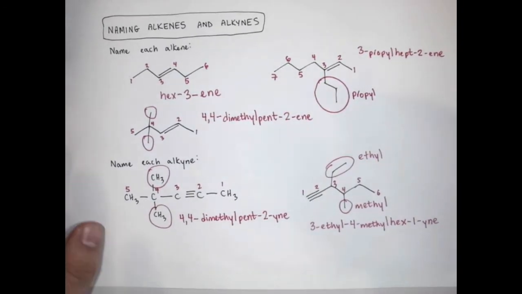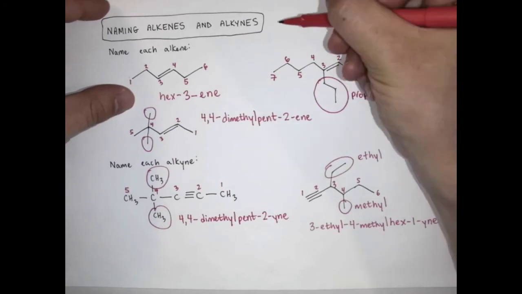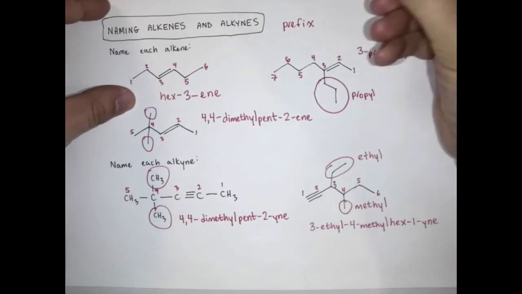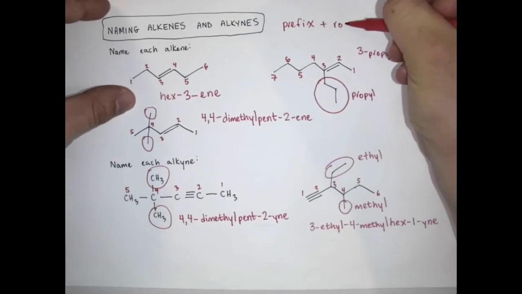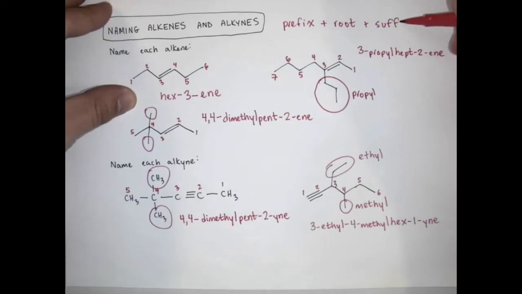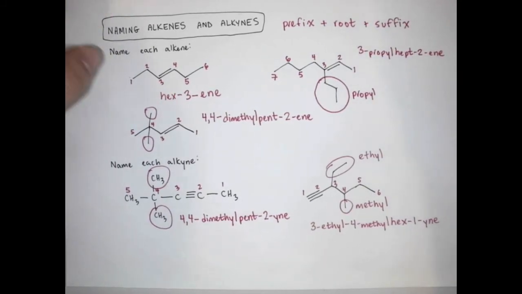There you go. So it's very similar to naming alkanes. You do need to watch out for the double and triple bonds, but you are following the general rule of doing prefix plus the root plus the suffix. All right, that's it for this video. In the next one, we're going to have a look at cyclic hydrocarbons, so hydrocarbons that are rings instead of just straight chains.